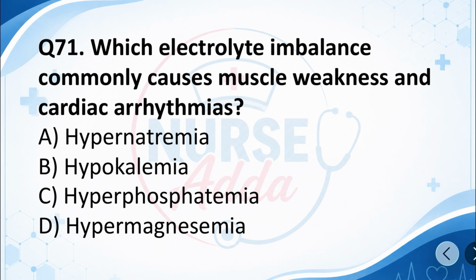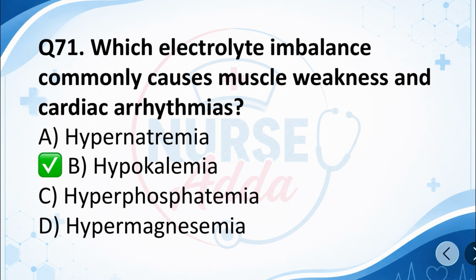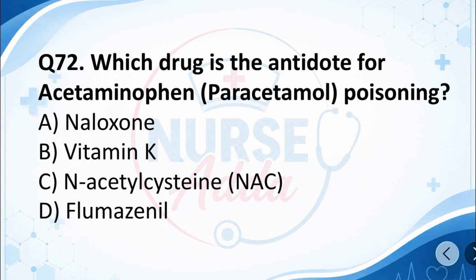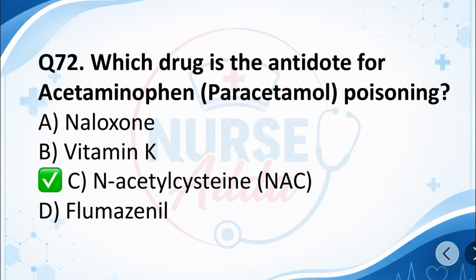Next one, which electrolyte imbalance commonly causes muscle weakness and cardiac arrhythmias? The right answer is option B, hypokalemia. Next one, which drug is the antidote for acetaminophen or paracetamol poisoning? The right answer is option C, N-acetylcysteine.